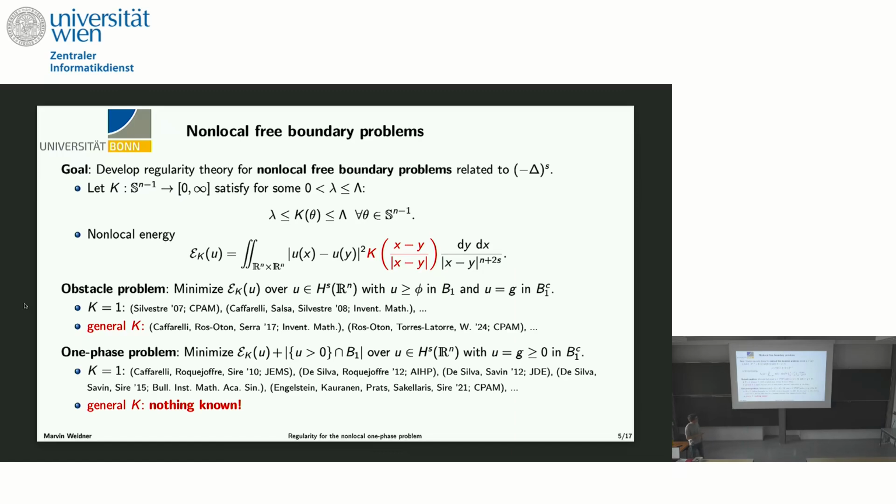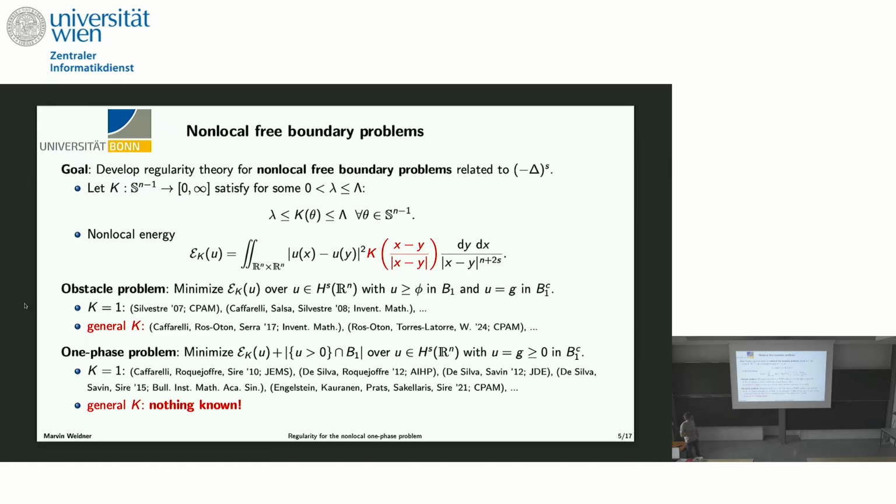So what is the one-phase problem? Well, it's also in analogy to the local case. You minimize this non-local energy, and then you add here the measure of the positivity set of your minimizer. Okay? So somehow it penalizes your minimizer for being positive, so you want it to go to 0. In the positivity set, you will solve a non-local equation that corresponds to this non-local energy. That's what you will get.